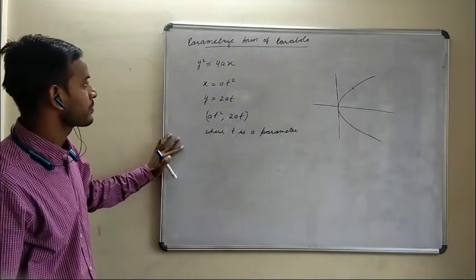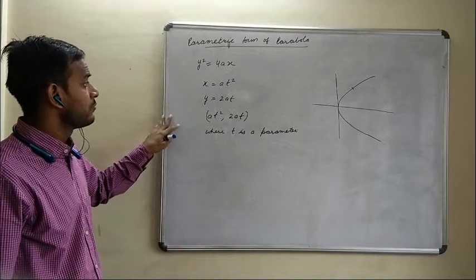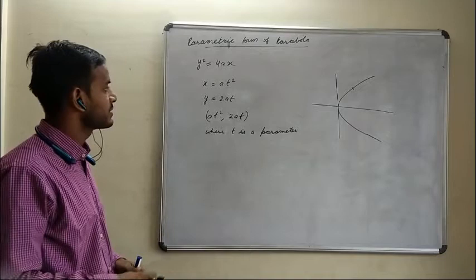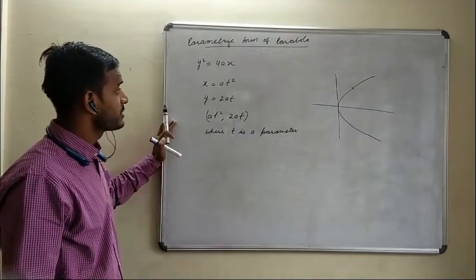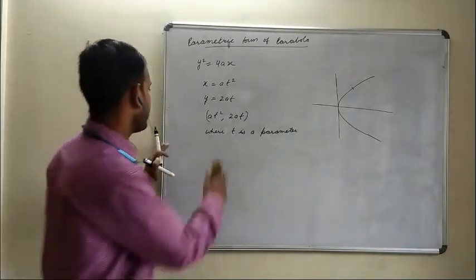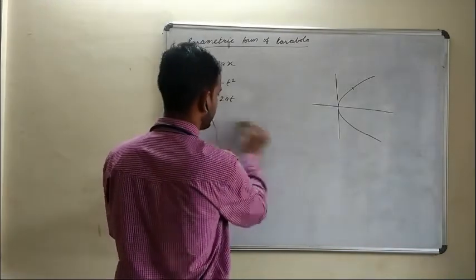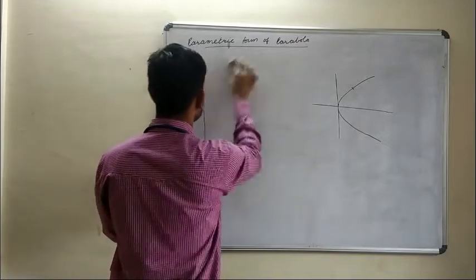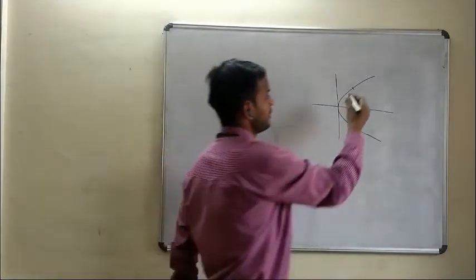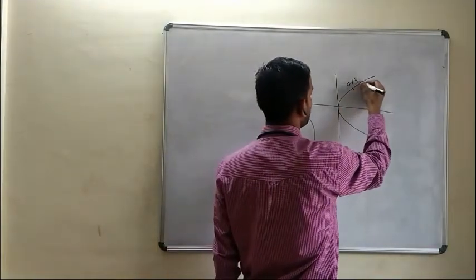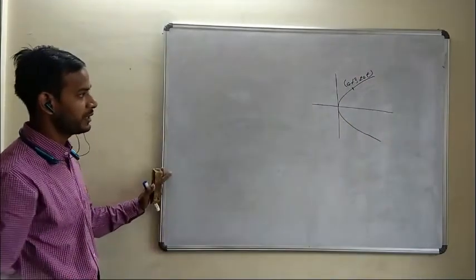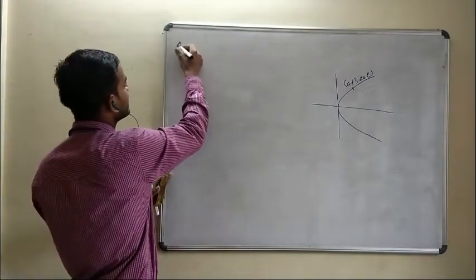Okay, so this is the parametric form of this parabola, where our parameter is t. The parametric form of the parabola makes our questions very easy. Let us understand this with the help of a couple of examples. So what we have learnt is this point is (at square, 2at), where t is our parameter. Let us discuss one question.